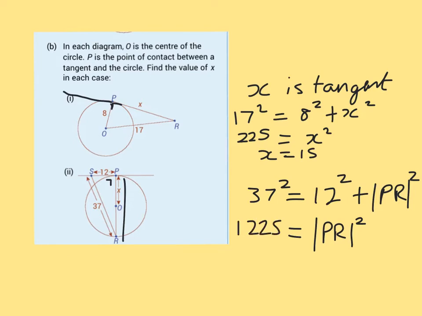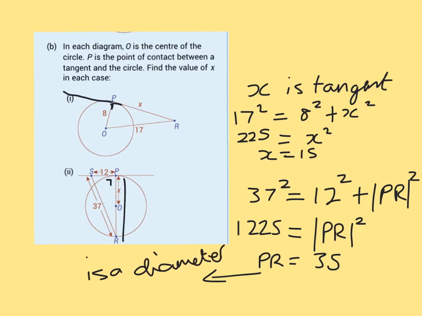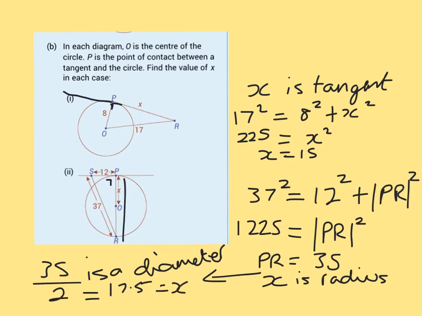1225. And if I square root both sides, I get PR is equal to the square root of 1225, which will give me 35. Now, that's not giving me x, because x is P to O. But PR is a diameter. So you can see that x is a radius. So we know that half of 35, 35 divided by 2, will give me what x is. So 35 divided by 2 gives me 17.5. And that's equal to x.